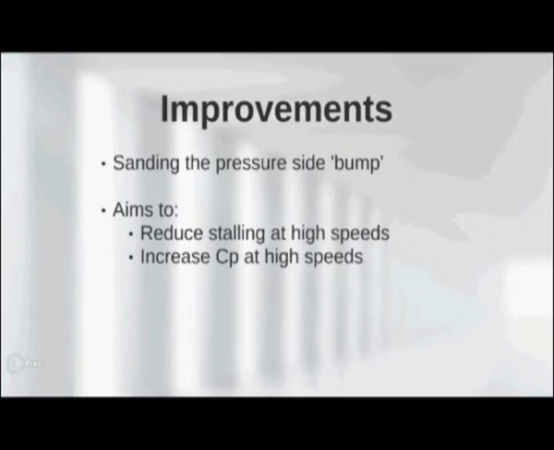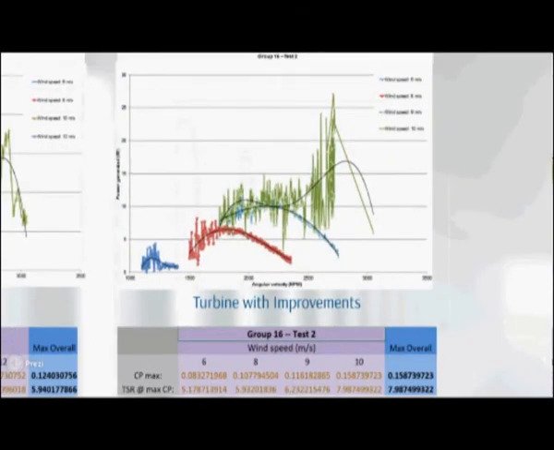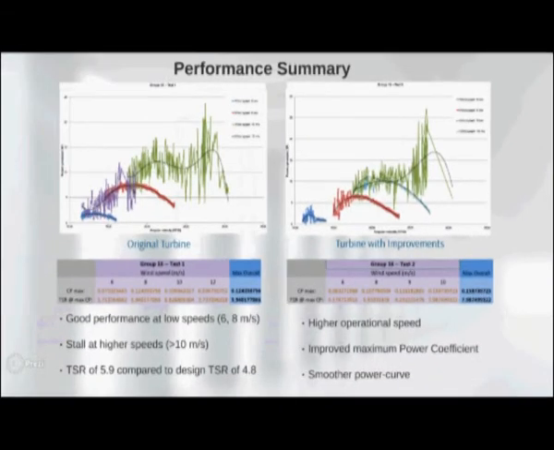Our theory was supported by the retest. When the bump was removed, the performance of the wind turbine improved. Interestingly, with the removal of the bump, the self-starting speed increased.